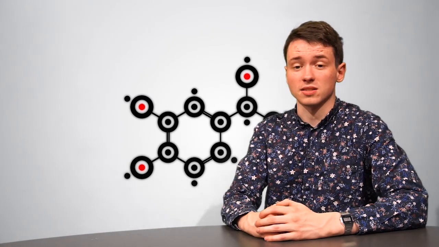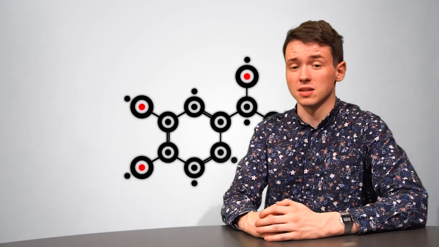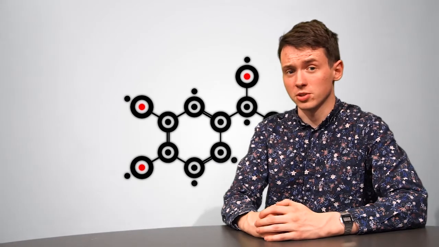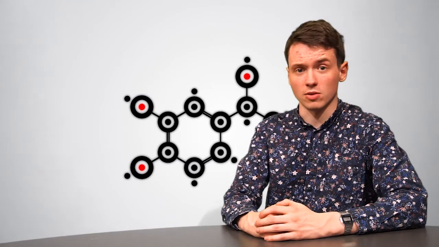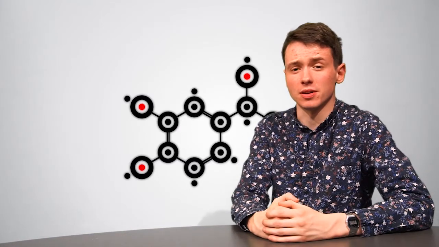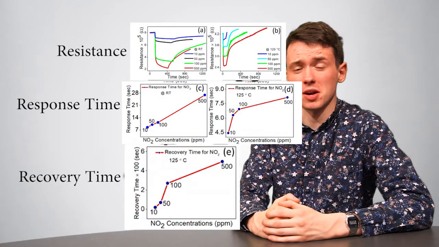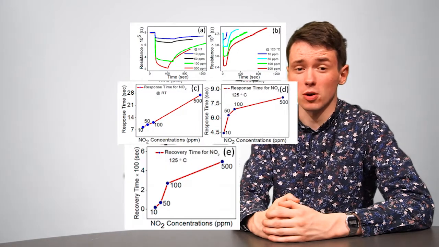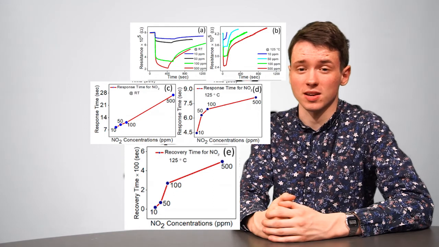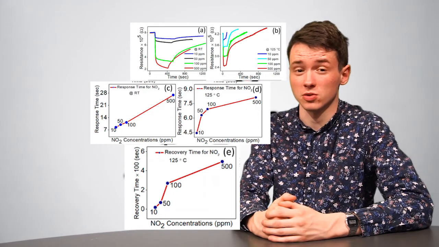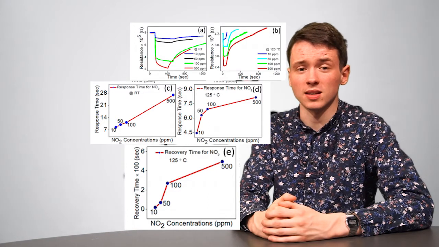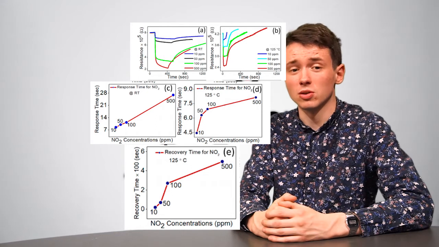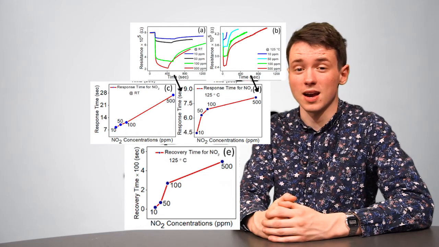Nitrogen dioxide gas concentration sensing was tested under three conditions: room temperature, 125 degrees Celsius, and room temperature with UV light. Gas sensing measurements of resistance, response time, and recovery time were performed for four concentrations of nitrogen dioxide at room temperature and 125 degrees Celsius. Across both temperatures, trials containing the highest concentration, 500 parts per million, showed lower resistance but significantly higher response time for room temperature.